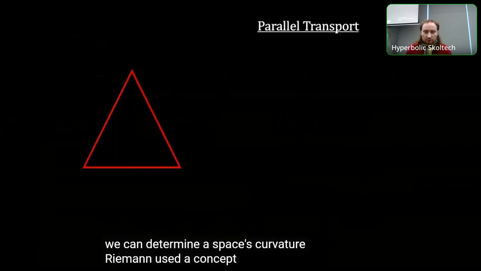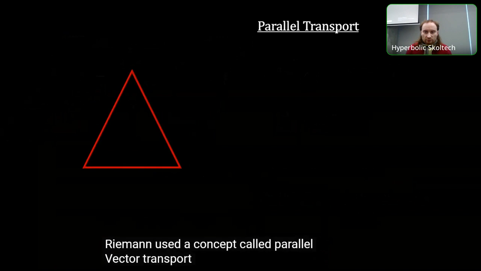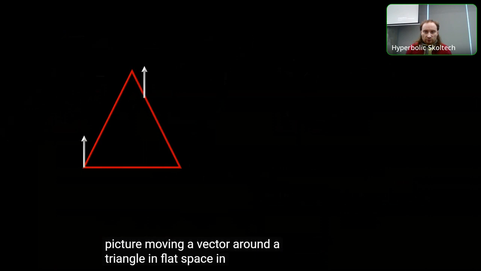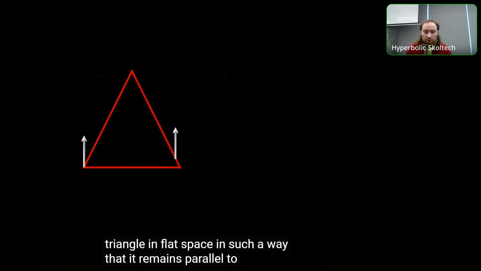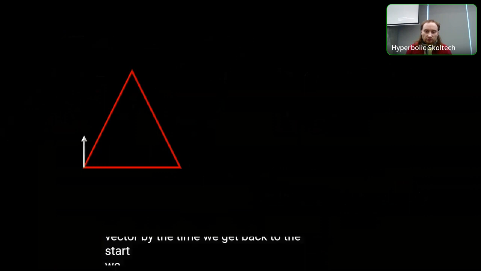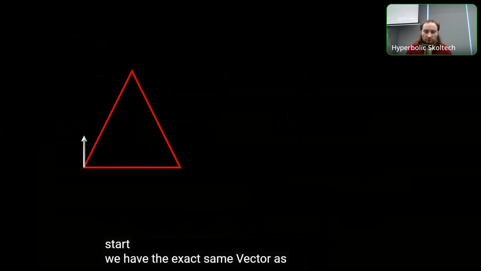Riemann used a concept called parallel vector transport. Picture moving a vector around a triangle in flat space in such a way that it remains parallel to the starting vector. By the time we get back to the start, we have the exact same vector as we started with.